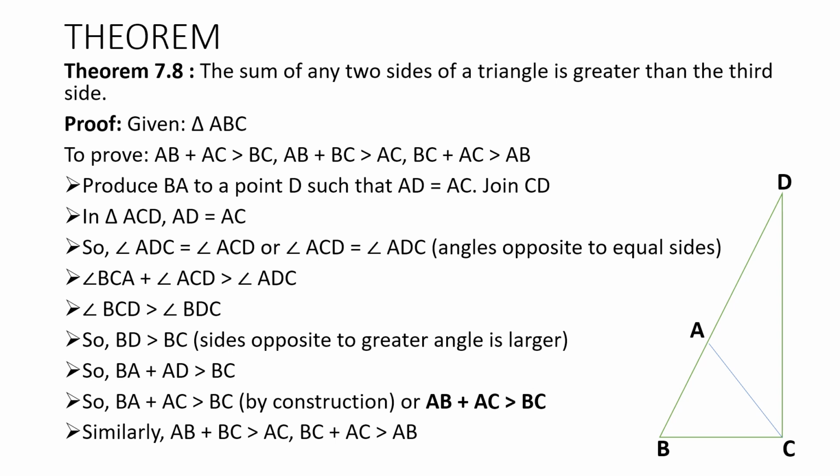So the side opposite to the greater angle is larger. Opposite to BCD is BD and opposite to BDC is BC. So BD is greater than BC. Now we have BD greater than BC, but what is BD? BD is BA plus AD, so AB plus AC is greater than BC. Why? Because AD is the same as AC. So in place of AD just put AC. So we have obtained AB plus AC greater than BC. Similarly, the other two can be shown.